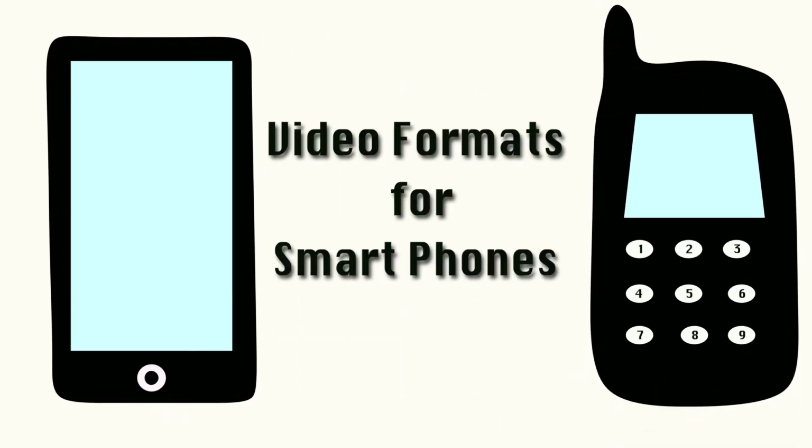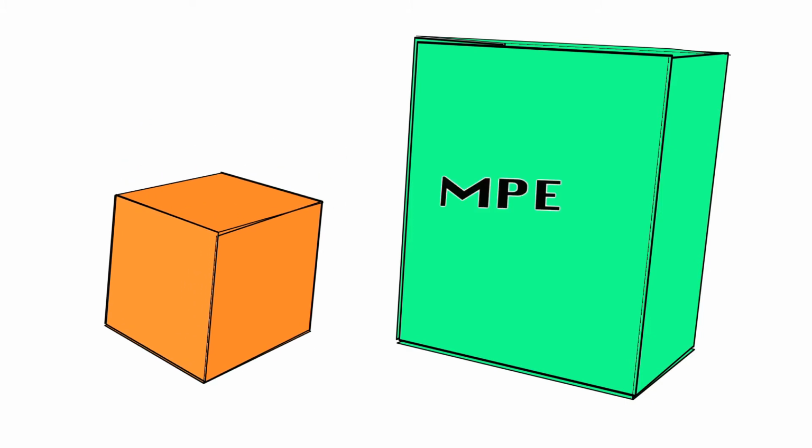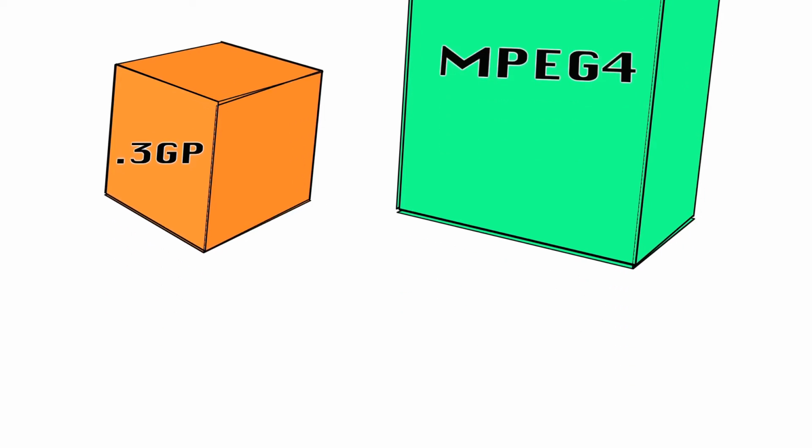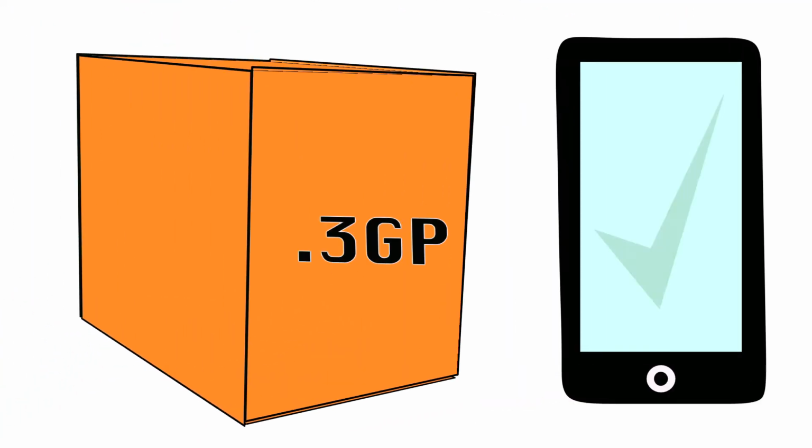As smartphones haven't been around for that long, there is a limited number of video formats you can use on them. The main two video formats for smartphones are .3GP and MPEG-4. .3GP is just a simplified version of MPEG-4 that creates smaller file sizes that are supported more by mobile phones.